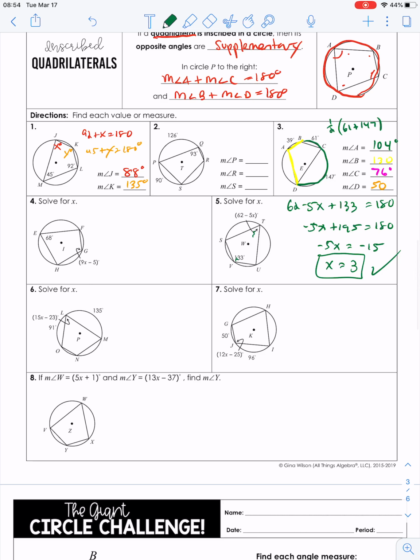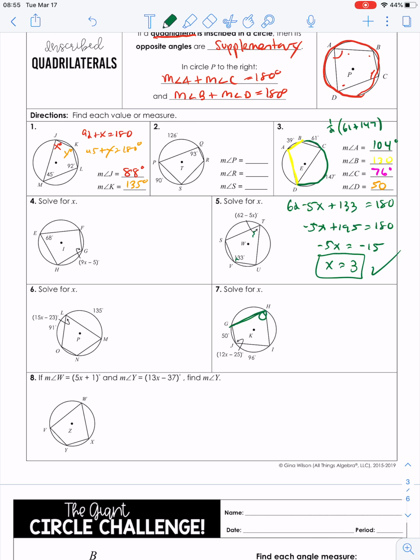Very good. All right, number 7, and our last one. We have 12x minus 25. We need to find h, because if we find h, we know they're supplementary. Can we find h? We can.